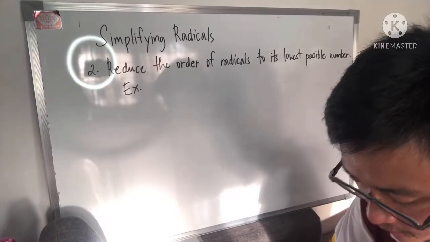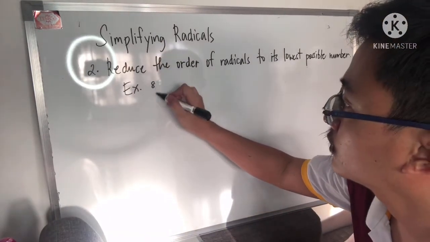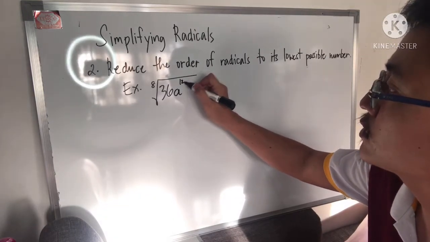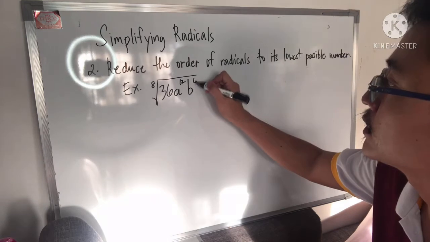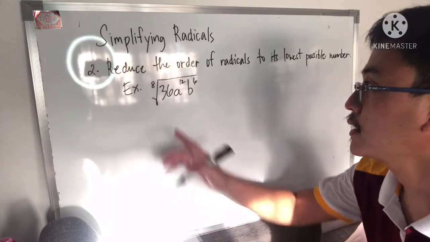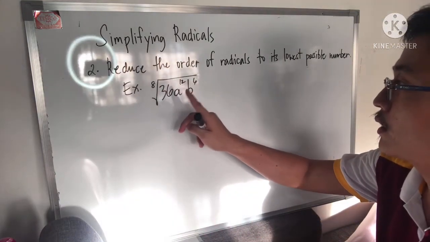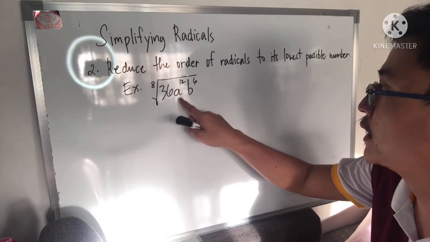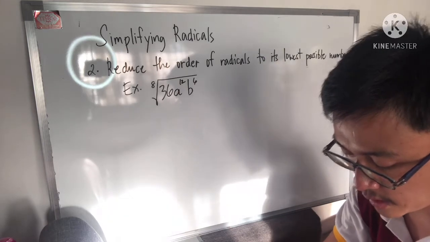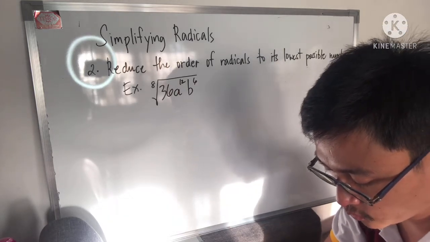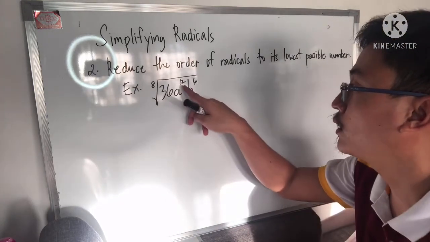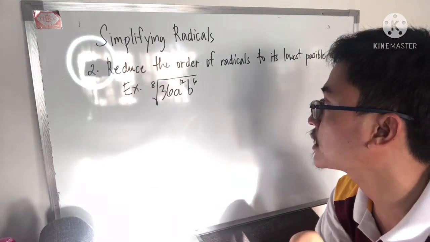Okay, next, let us simplify the 8th root of 36a raised to the 12 b raised to the 6th power. So, you will notice that there's a given here that is higher than the index, and there's one that's lower. So, what we can do is take the a first. We'll take the 8 out of the 12 so we can bring it out.